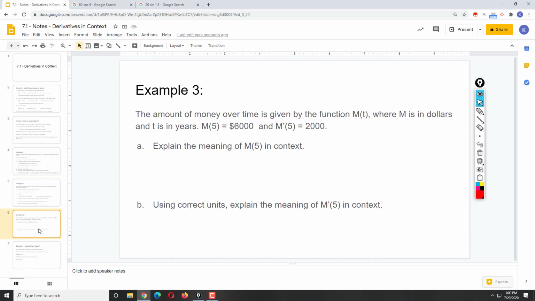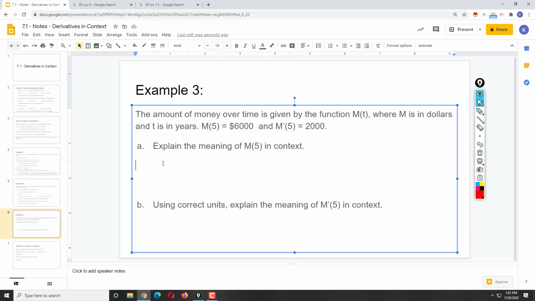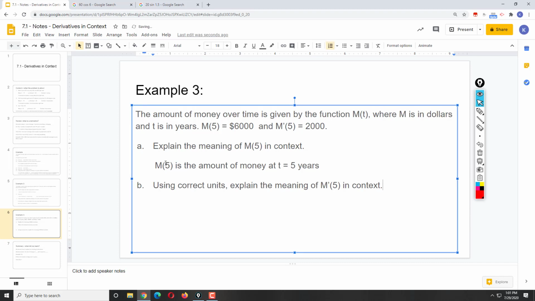Example 3. The amount of money over time is given by the function m of t, where m is in dollars and t is in years. m of 5 is equal to $6,000, and m prime of 5 is equal to 2,000. A. Explain the meaning of m of 5 in context. Well, we know that m of t is the amount of money over time. That means that m of 5 is the amount of money at t equals 5 years. That means that $6,000 is the amount of money we have after 5 years.